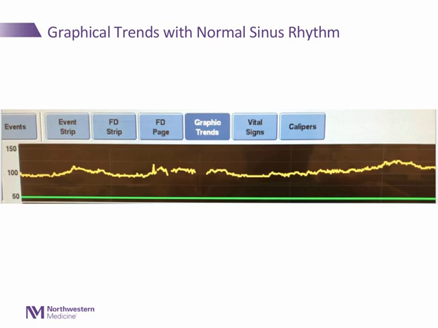Here are some examples of normal and abnormal graphical heart rate trends. In normal sinus rhythm, the graphical trend line is very thin and reveals gradual increases and decreases that are physiologic and occur throughout the day. Notice there are no abrupt spikes or decreases in heart rate.